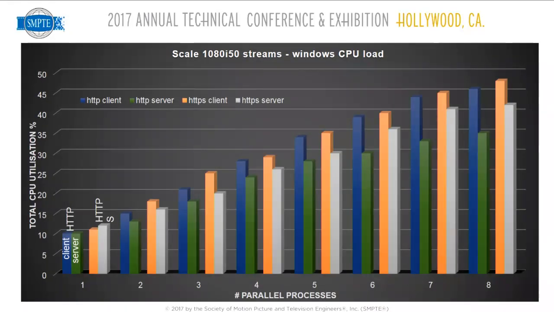And this is processor load. I won't go into detail, but basically, the processor load was a relatively linear scale across the board, and HTTPS was only ever about a 2% overhead over HTTP. And we were doing the encryption, decryption on the CPU.